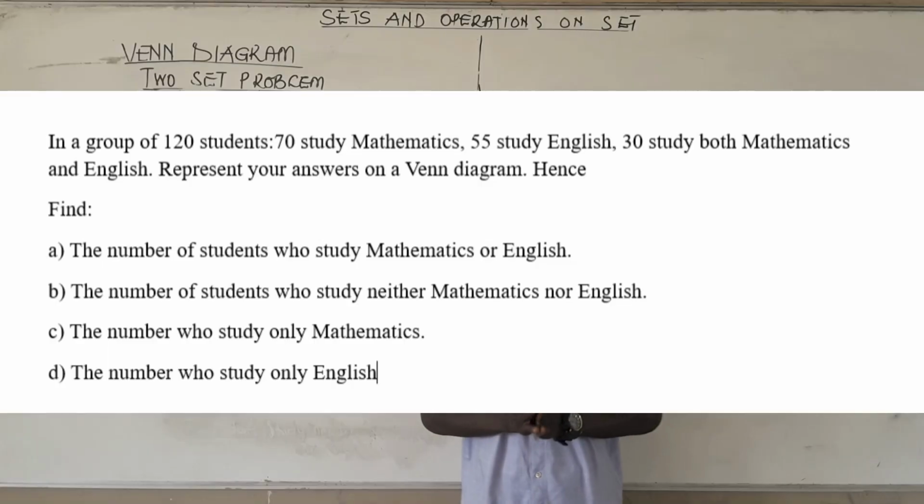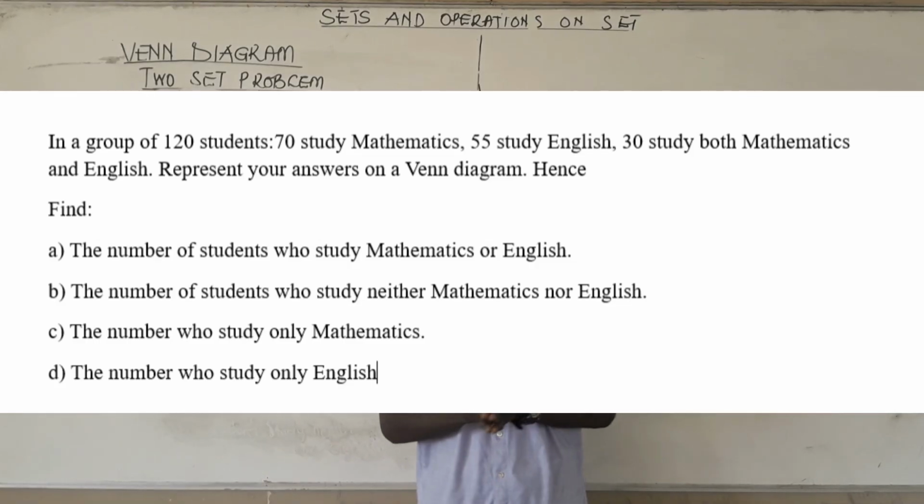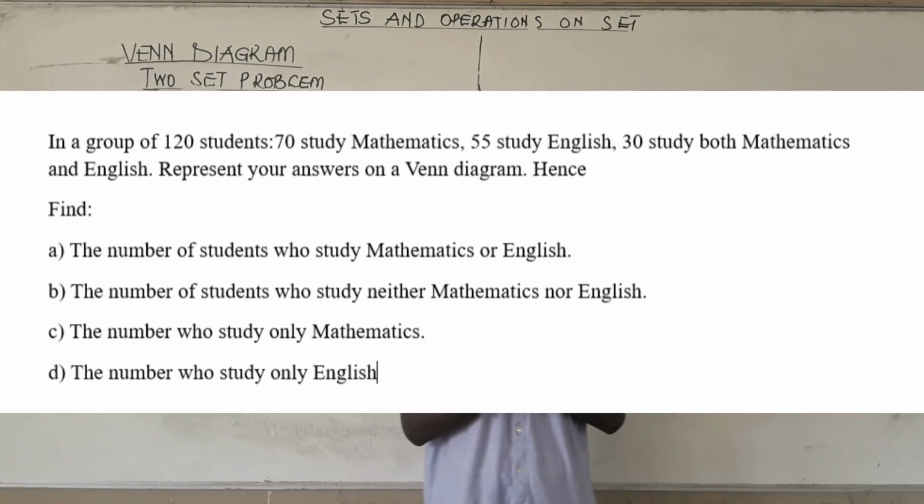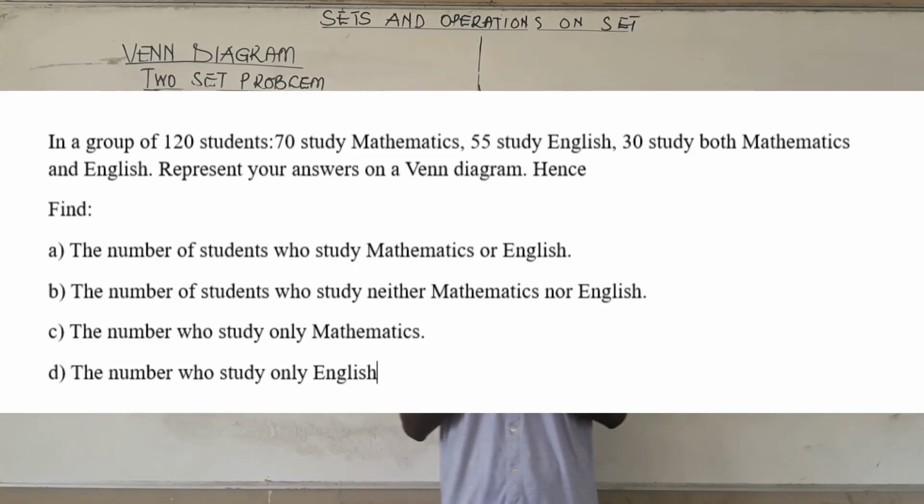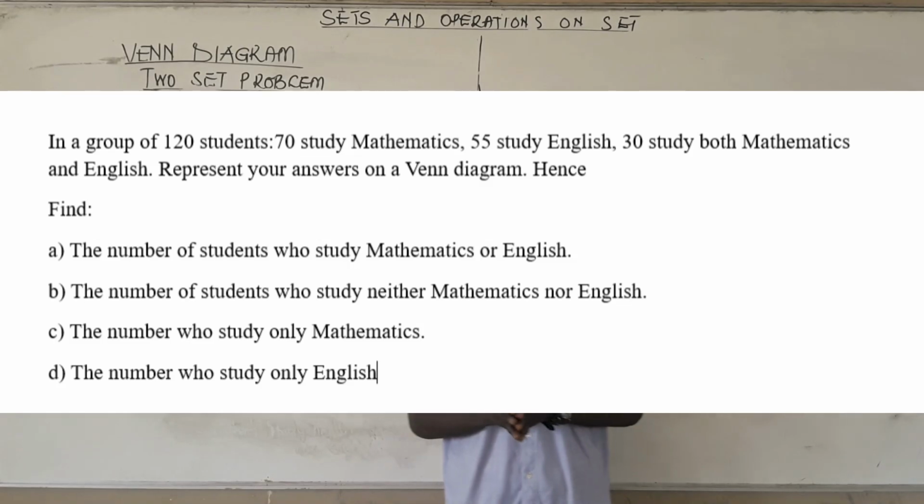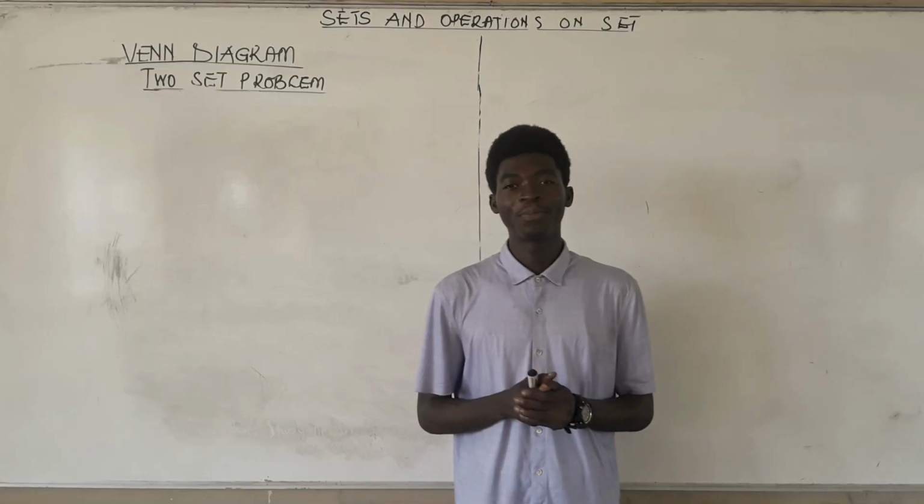So we have this question here. In a group of 120 students, 70 study mathematics, 55 study English, 30 study both mathematics and English. Represent your answers on the Venn diagram. Hence, find the number of students who study mathematics or English, the number of students who study neither mathematics nor English, the number of students who study only mathematics, and the number of students who study only English. Now let's solve.